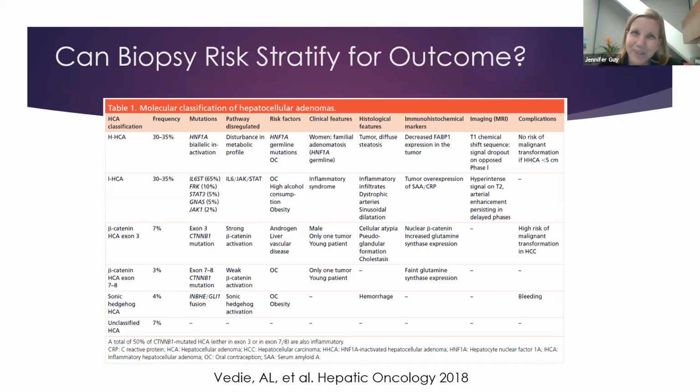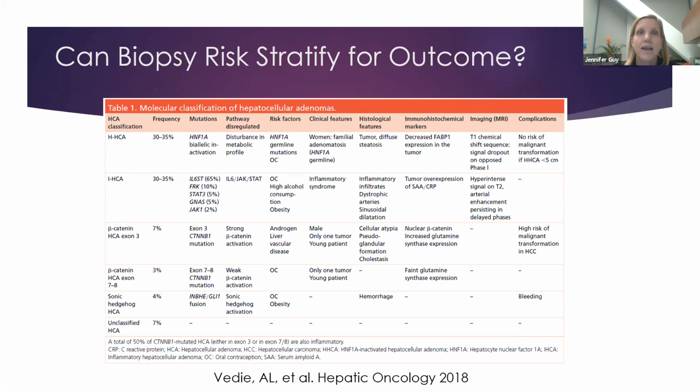So what about molecular subclassification of adenoma? Can we use a biopsy to stratify for the outcome of the patient? So I'm going to review the molecular stratification. This is really quite amazing work done by a group in France. Jessica Zucman-Rossi has really pioneered all of this. And they break the adenomas up on their molecular classification into, I'm going to talk about the three main groups.